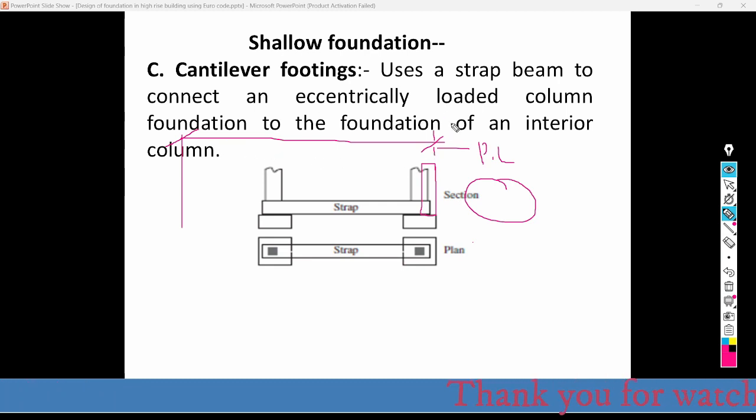In this case, we need to provide a strap beam in order to tie these highly eccentrically loaded columns to the interior columns. Suppose this is the interior column, and here this is the exterior column. So this is just the arrangement of the strap beam or the strap foundation.